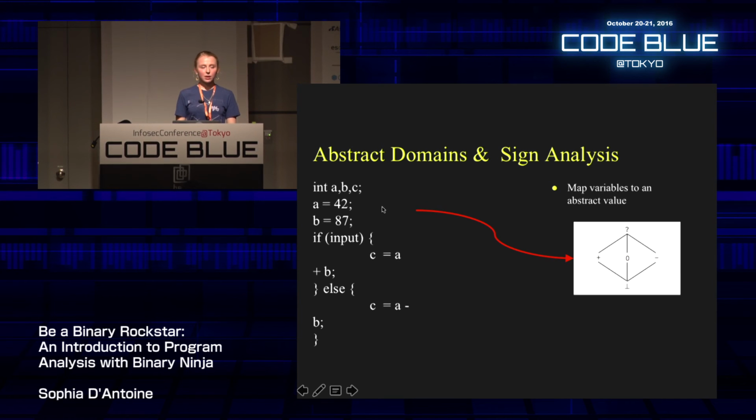All right, so a more complicated example of how we can use abstract domains is this program here. So here we know the concrete values of A and B. And if there's some input, C is either A plus B, or if there's no input, C is A minus B. So if we symbolically execute this, we have to go down both paths because we don't know what that input could be. So in our abstract domain, I create 5 different values.